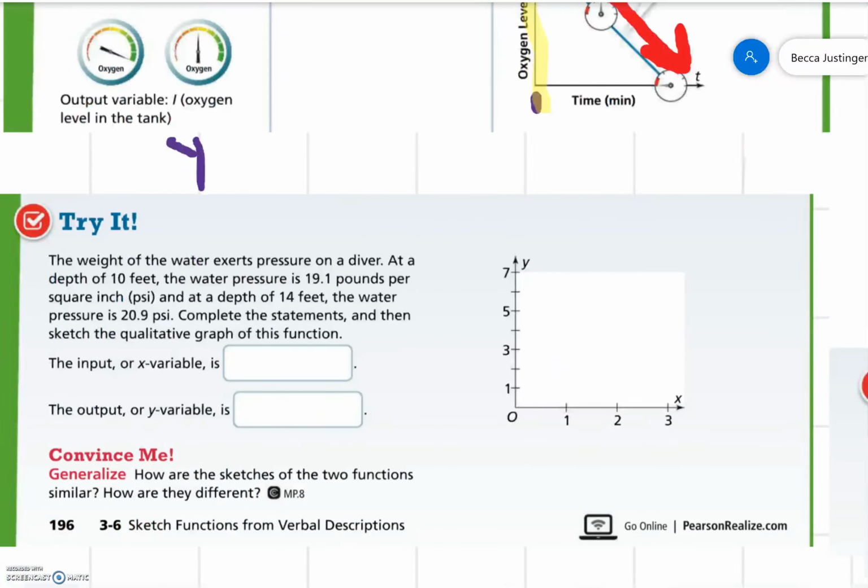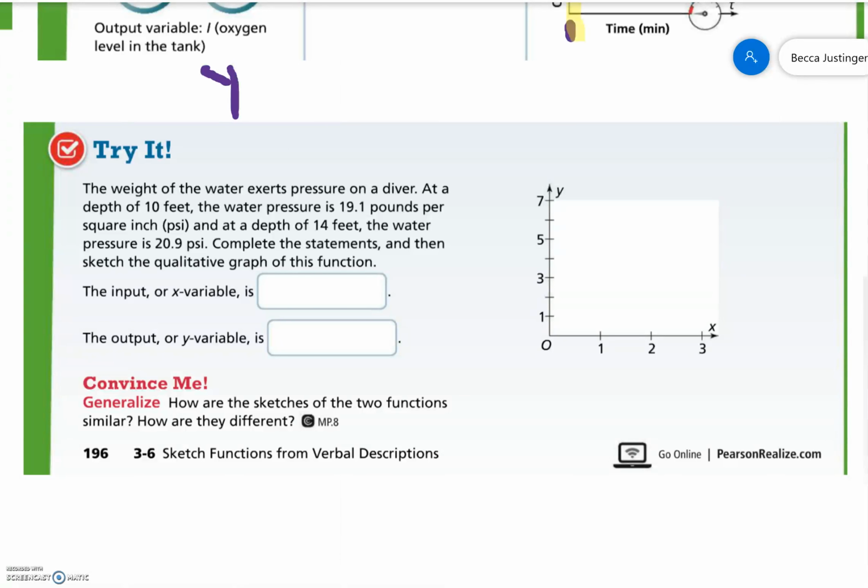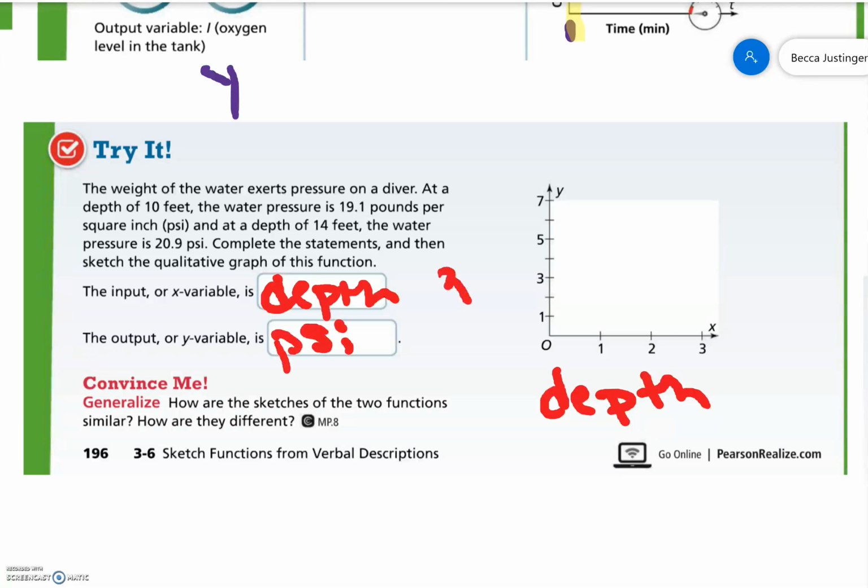Let's try it. The weight of the water exerts pressure on a diver. At a depth of 10 feet, the water pressure is about 19.1 pounds per square inch. At a depth of 14 feet, the water pressure is 20.9 psi. Complete the statements and then sketch a qualitative graph of this function. So the input is the depth. How many feet? So that's the x value variable. And the output or y value is psi. How much pressure is being put on the diver?